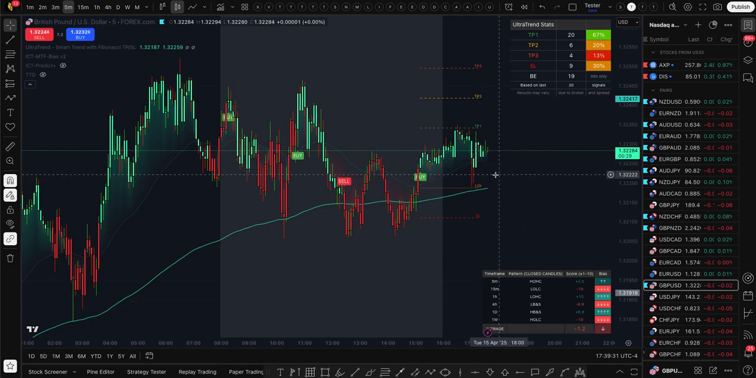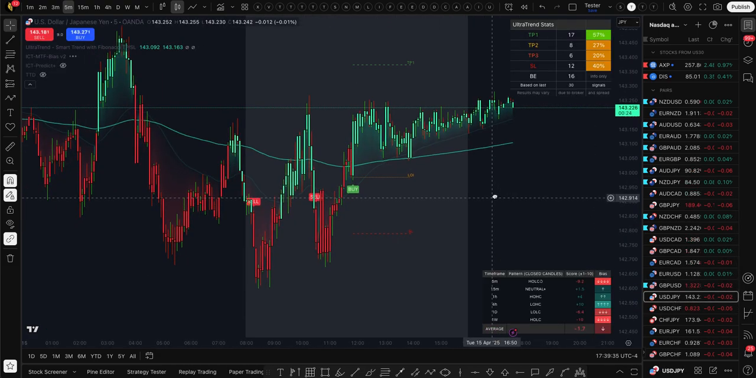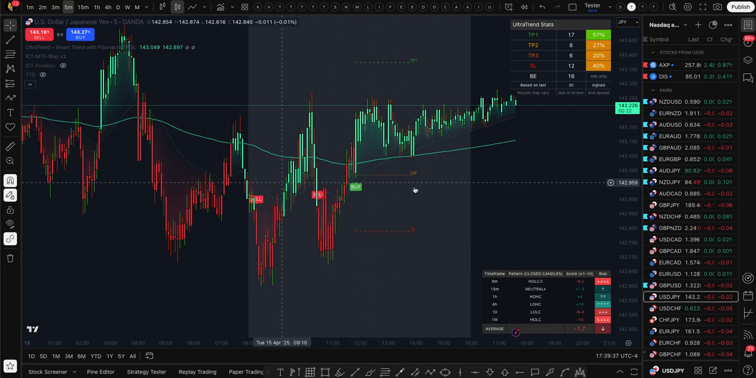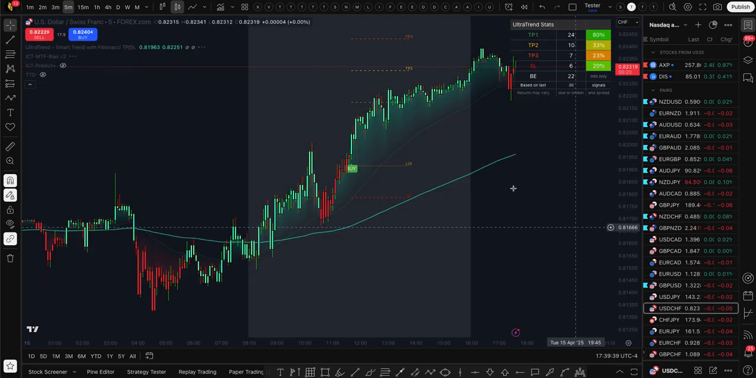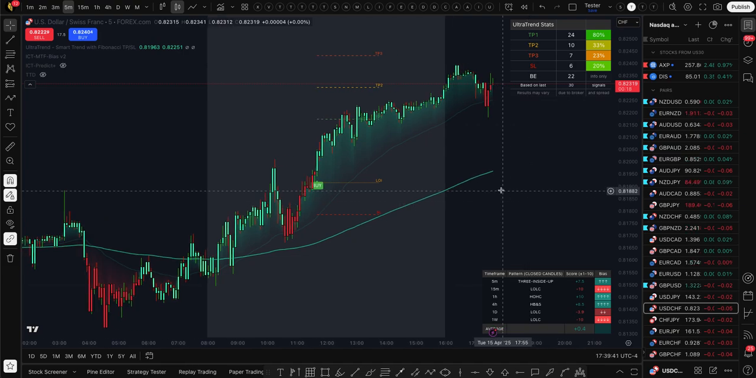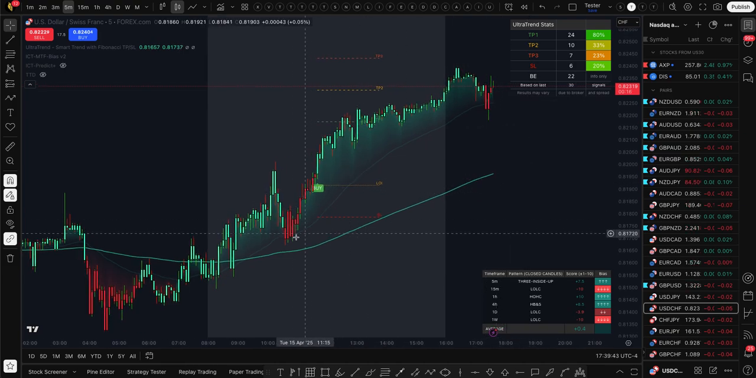GBP, nope. Nothing right here. No buys, no sells, nothing. USD JPY, again, no, nothing, too choppy. This one probably yes. The swing low never topped the 200, so we took off, boom. So this one probably.